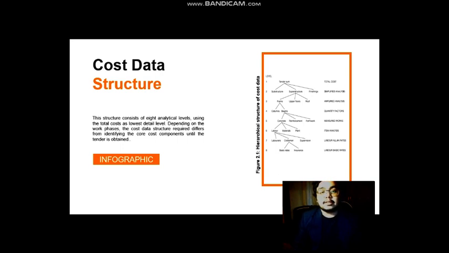Cost data structure. For cost data, the construction industry has adopted a hierarchical structure as listed in figure 2.1, which includes the basic cost of materials, transportation, wastage, storage, etc. for concrete and column. According to Ahmad 2011, this structure consists of 8 analytical levels using the total cost of lowest detail level. Depending on the work phases, the cost data structure required differs from identifying the core cost components until a tender is obtained.